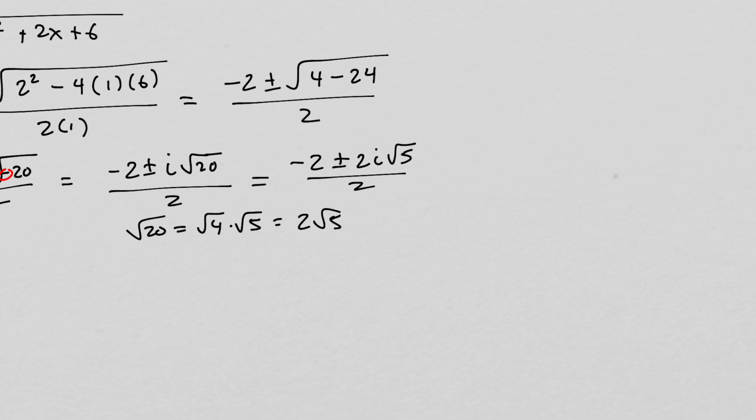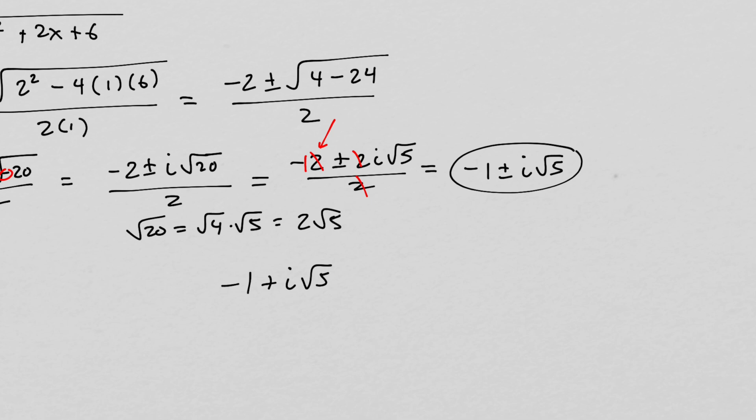There we go. And now the 2 cancels out with all those. But don't forget here, you do have a 1 left over. So this is equal to negative 1 plus or minus i times the square root of 5. Now that's two answers. That's negative 1 plus i radical 5. And that's negative 1 minus i radical 5.